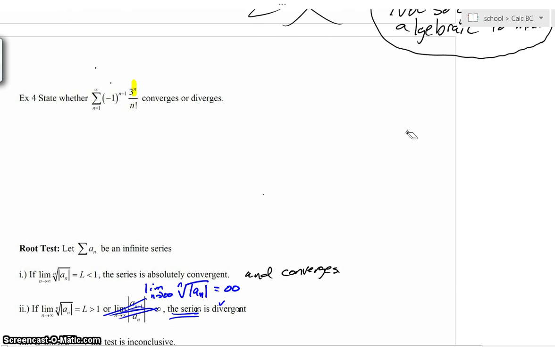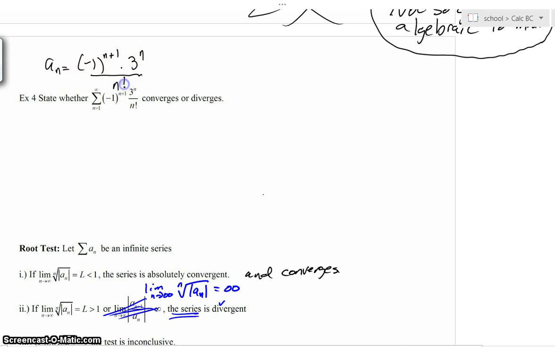For number 4, state whether this series converges or diverges. And the ratio test is definitely preferred because you can see our n is raised up as an exponent, and we also have n factorial. Our a sub n, of course, is going to be negative 1 to the n plus 1 times 3 to the n over n factorial.